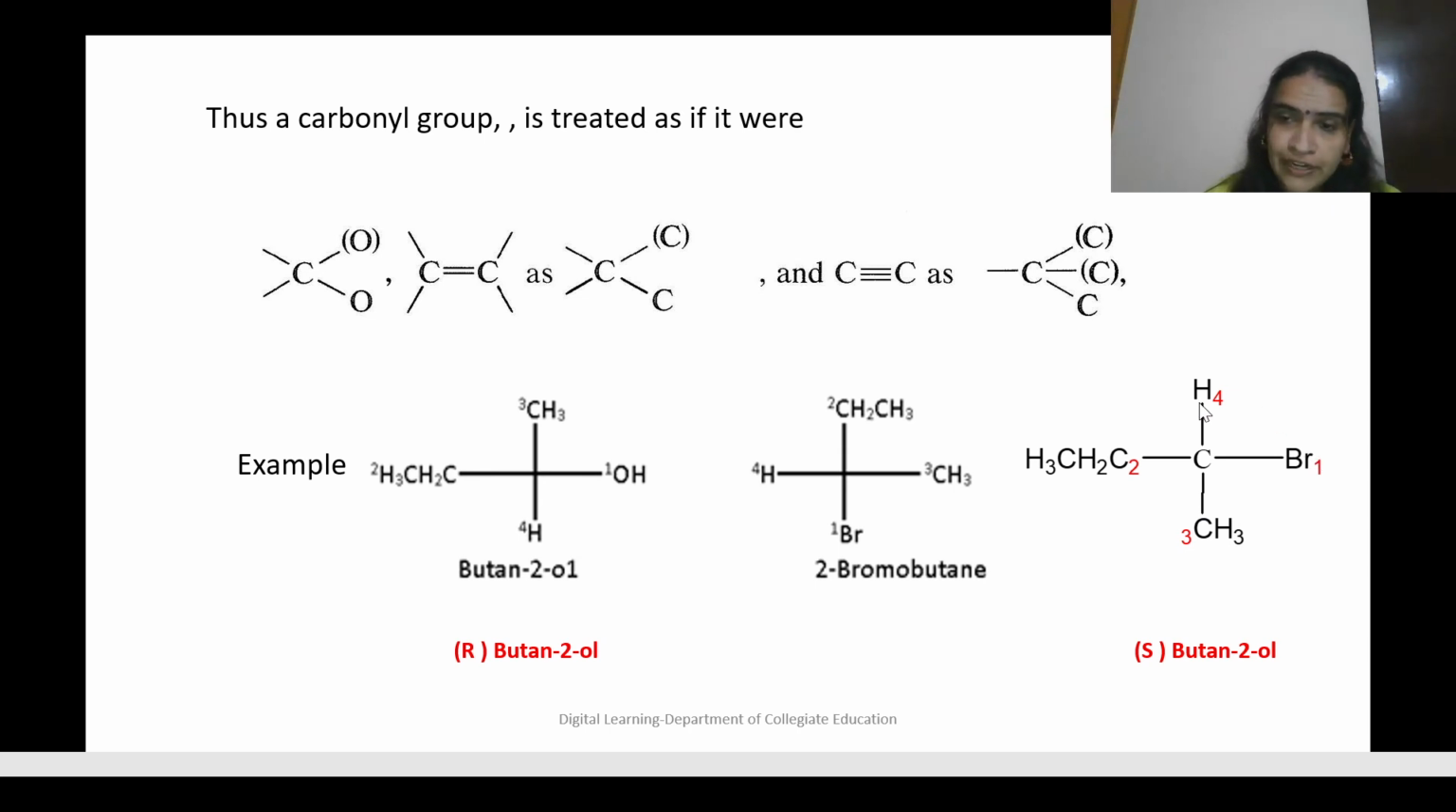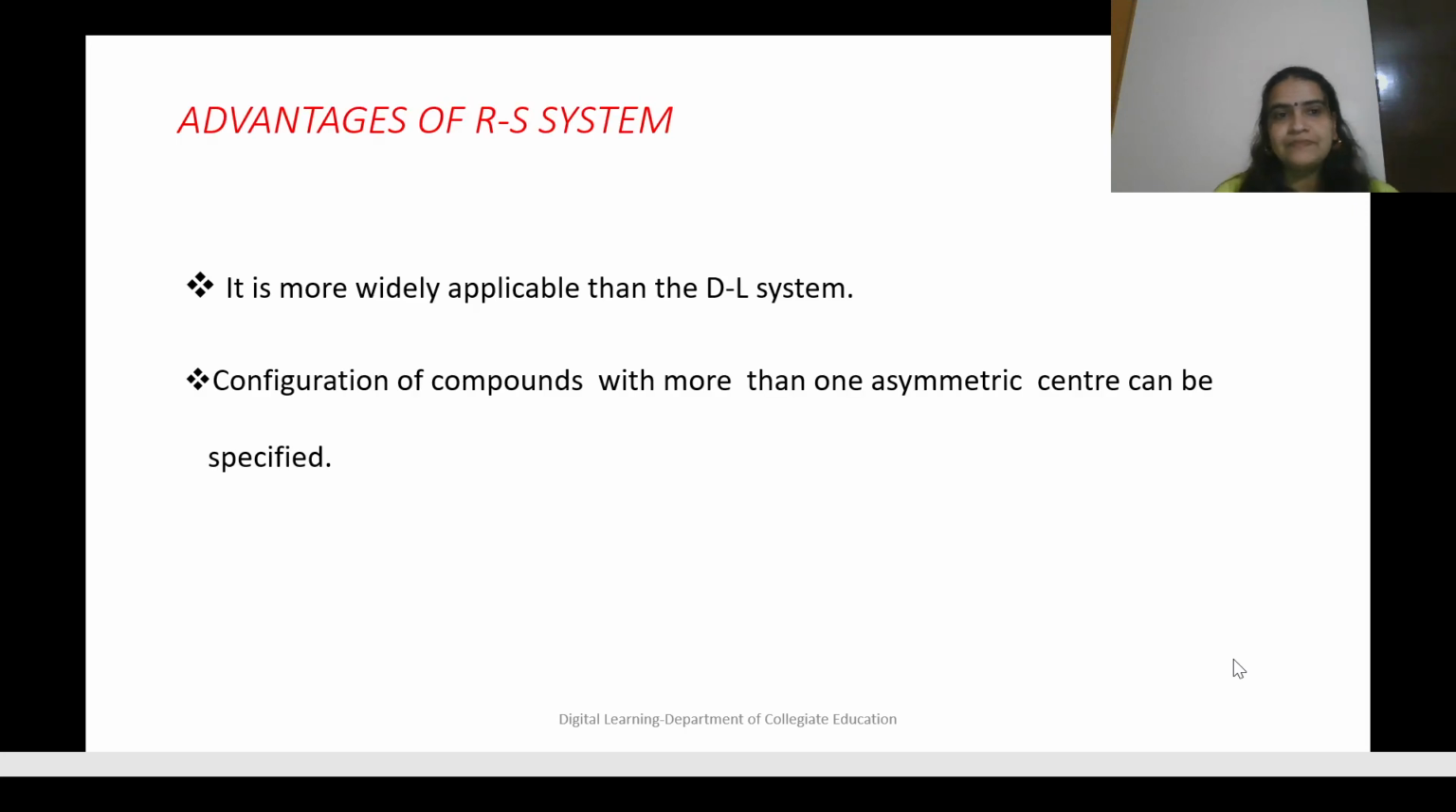Now our 4th priority group is on the vertical line. Now we can see the rotation 1, 2, 3. Now this is 1, 2, 3. This is anti-clockwise direction. So the configuration of the molecule is S. So this is S. It is not butanol. This is a bromo derivative. So there is Br here. So it will be CH3, CHBr, CH2, CH3. It will be S-2-bromobutane.